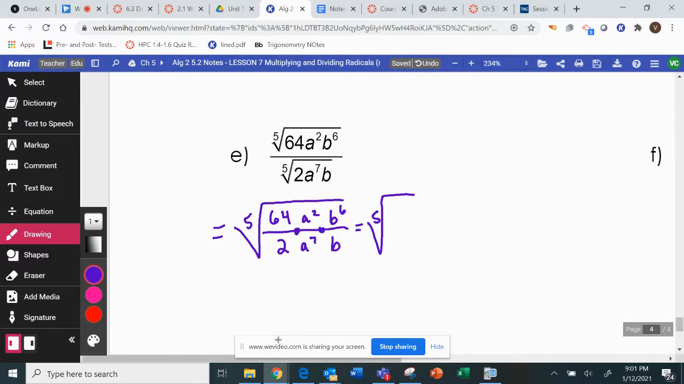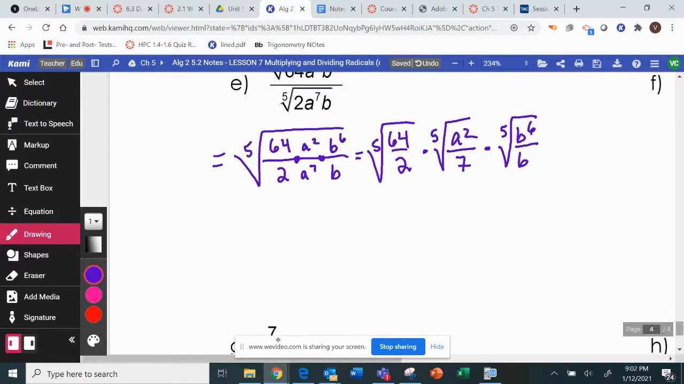So I'm going to break those apart to be fifth root of 64 over 2 multiplied by the fifth root of a squared over a to the 7th multiplied by the fifth root of b to the 6 over b. So I'm going to look at each of these separately. To me, that's helpful for my organization. All right, so 64 over 2 is the 5th root of 32, which, by the way, is 2. For the next one, oops, I forgot my a. Let me just erase that and fix it.